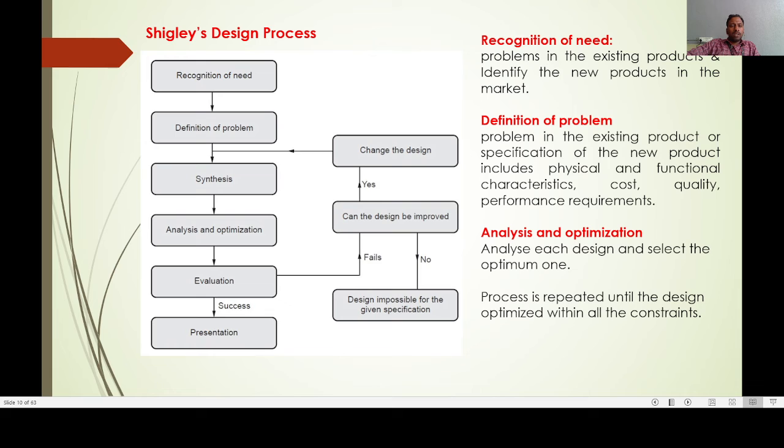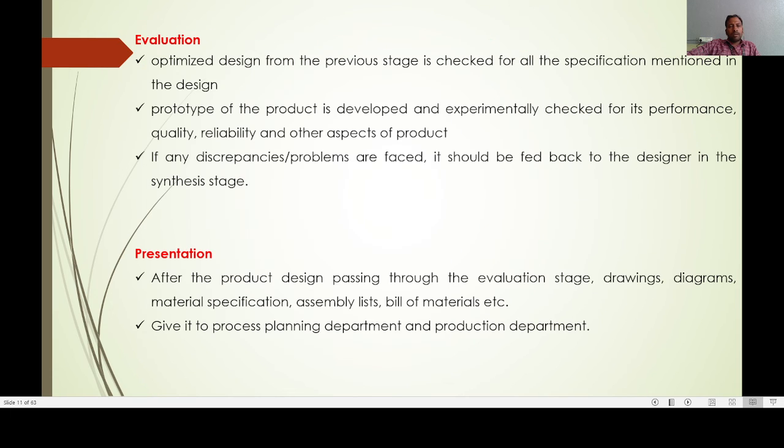We have to analyze the physical and functional characteristics of the particular product, and also we need to analyze the cost and quality performance of the particular product. Next, analysis is to analyze each design and select the optimum one. So there are many analyses. With many analyses, we need to find out the optimum solution for the particular problem. Next, the process is repeated until our design requirements are satisfied.